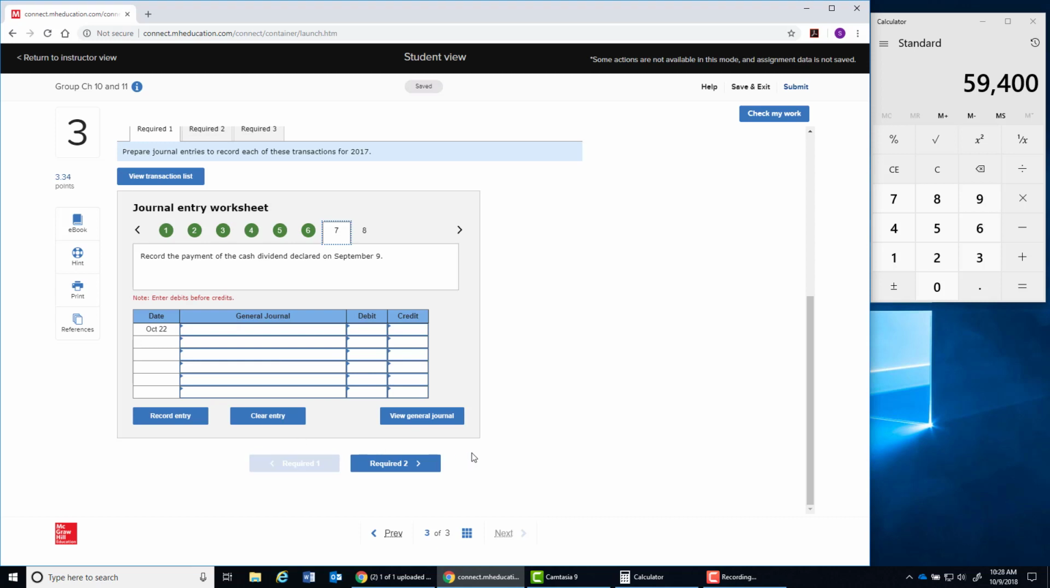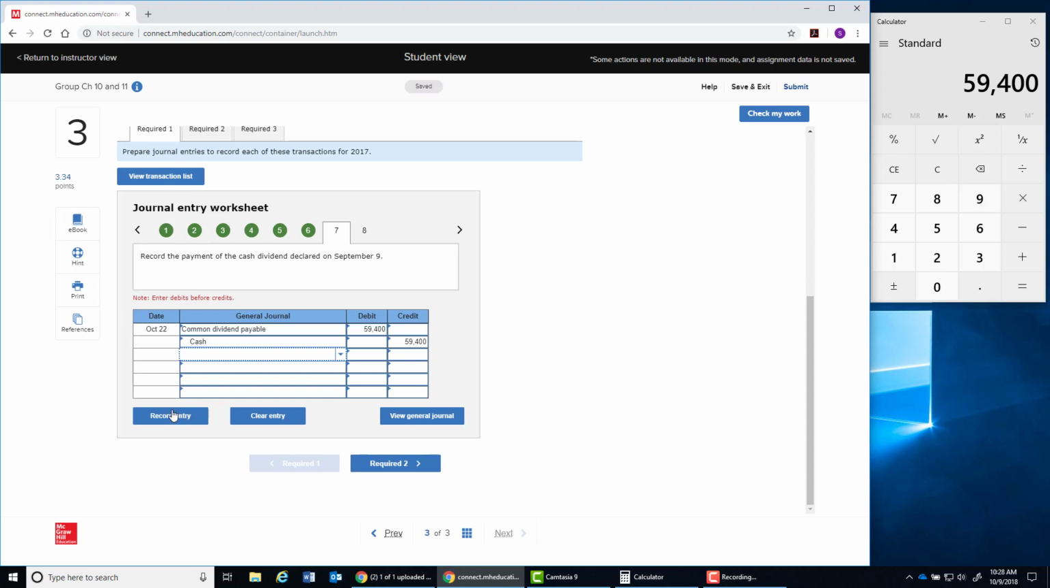Now I record the payment of that cash dividend. Just reverse engineered, right? So common dividend payable has to come off the books, and I get to pay it out in cash. That one's pretty easy. We like that one. Okay.